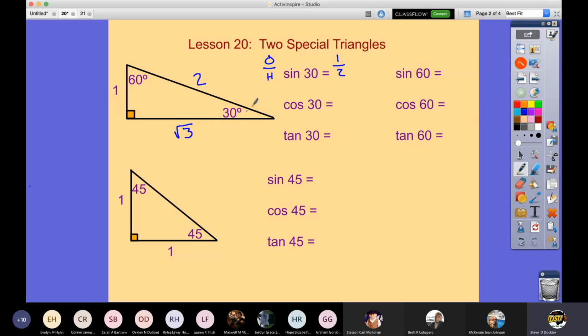Cosine of 30 would be adjacent over hypotenuse. So the adjacent side to 30 would be square root of 3 over the hypotenuse of 2. And then tangent of 30, tangent is opposite over adjacent. So opposite 30 is the 1, adjacent is square root of 3. We have to fix that by multiplying top and bottom by square root of 3, which ends up being square root of 3 over 3.